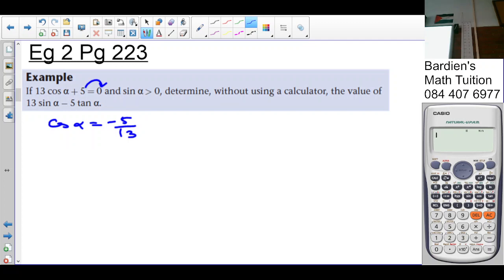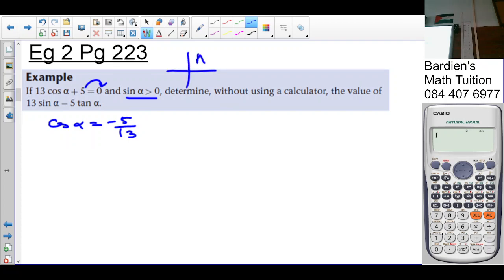Okay, now we are told that sine alpha is greater than 0. The question that comes to mind at this point is, what does this tell us? That cos of alpha is equal to negative 5 over 30. That means to say that cos is negative, less than 0. In which quadrant would that appear?